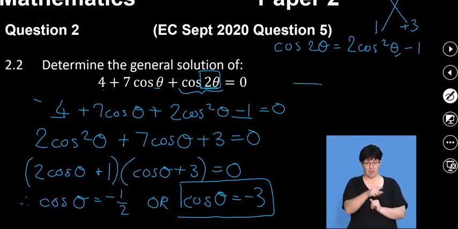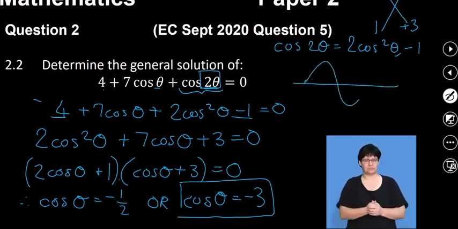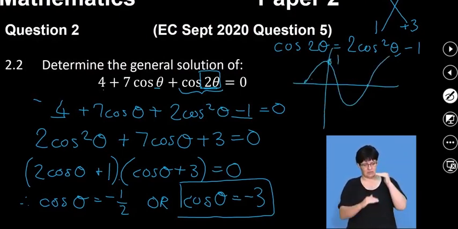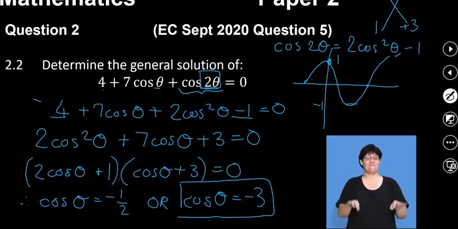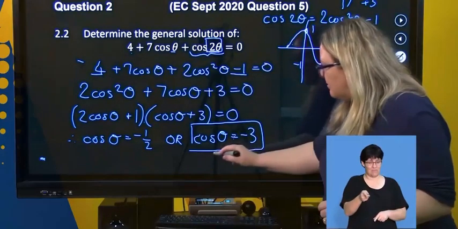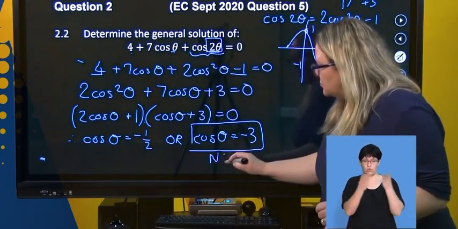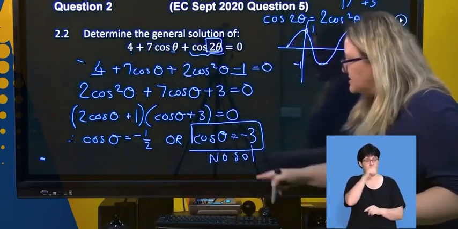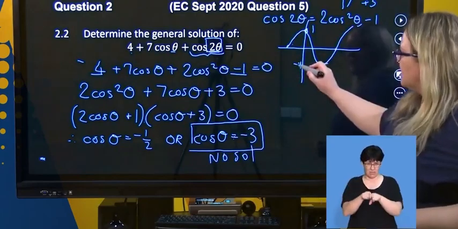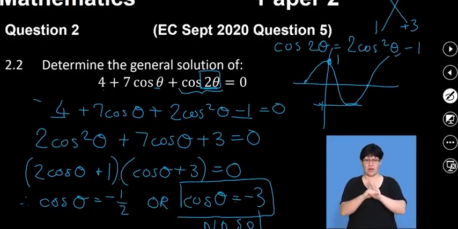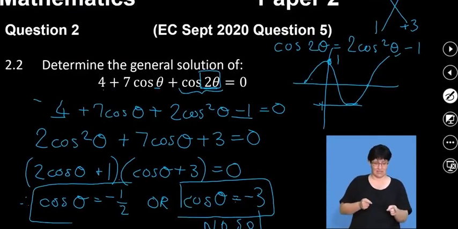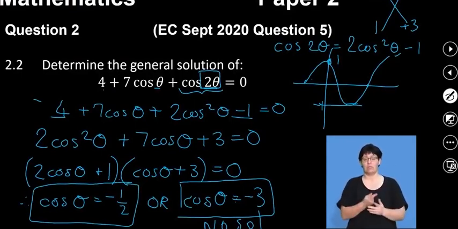So if we just remember what the function looks like, it starts at 1 and it goes down to -1. So there's no value of theta that is going to make cos of theta equal to -3. So there's no solution from this particular equation. No value of theta is going to make cos of theta equal to -3 because it never goes below -1. So I need to focus all my attention onto this part of the general solution, and I'm going to do that on the next page.